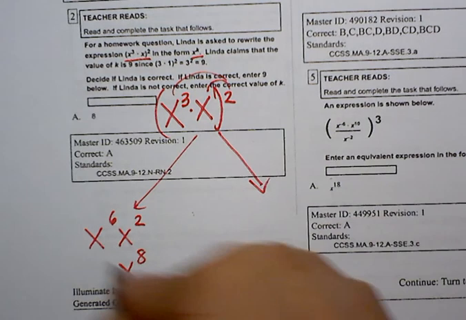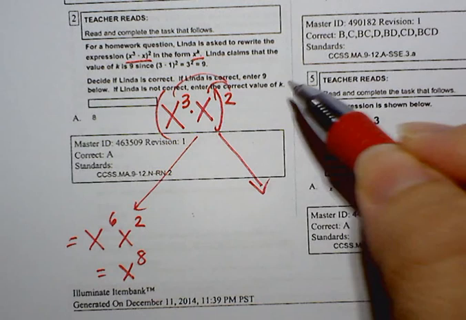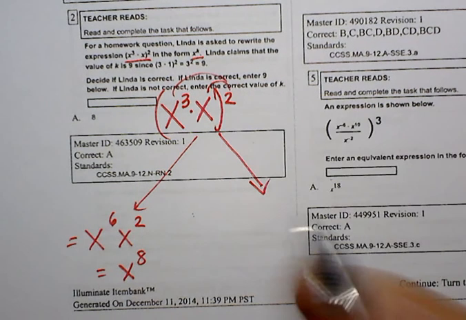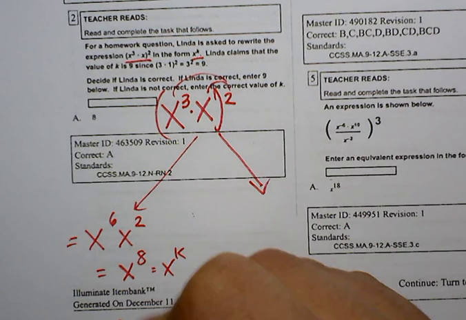Okay, so what is my k? Because it has to be x to the k. If it's x to the 8 equals x to the k, what is your k? So 8 equals k. So you would put 8 in this box, okay?